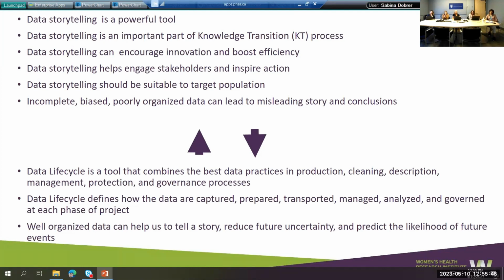And if you organize the data in very structured and organized ways, it will help you to reduce any future uncertainty, and it will help you to do your analysis and predict the likelihood of events, policy changes, or results in a much better way. Thank you.